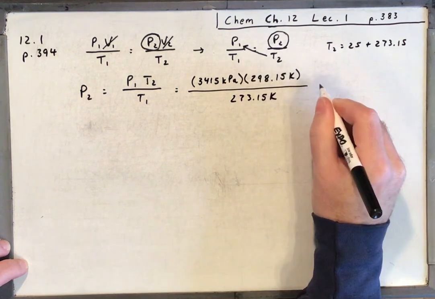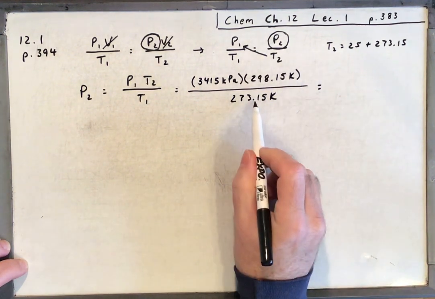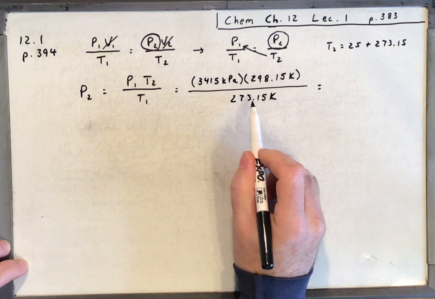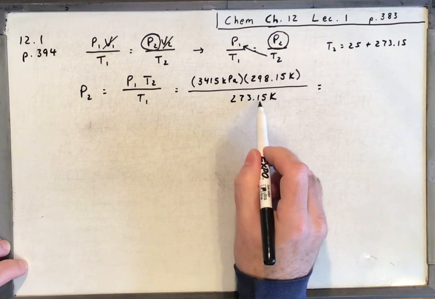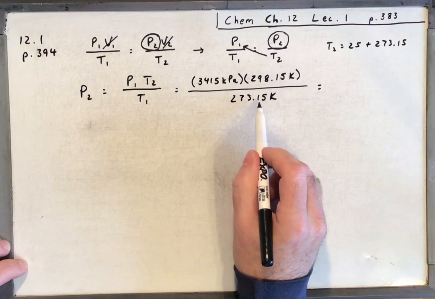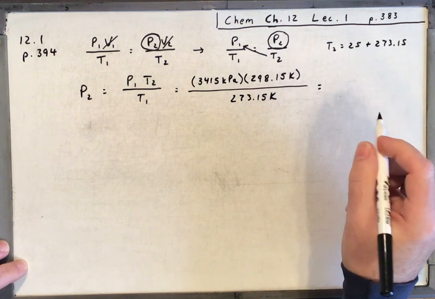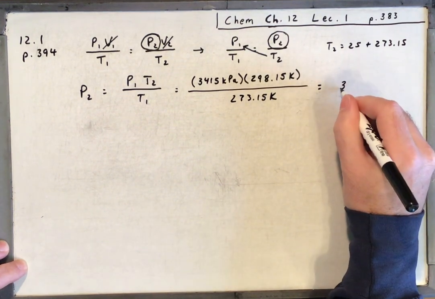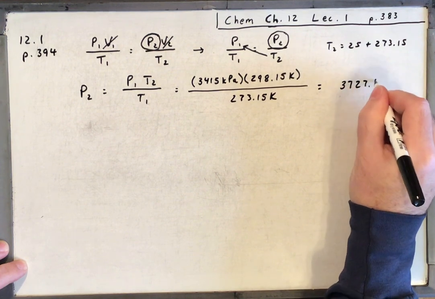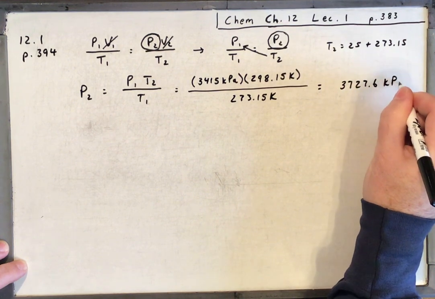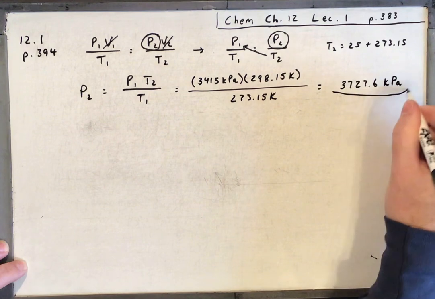We have to change this to Kelvin, right? If it was 0 Celsius, then we would be dividing by 0, right? That we'd get an error in our calculator. All right, so that is going to be 3,727.6, and the pressure units would stay in kilopascals.